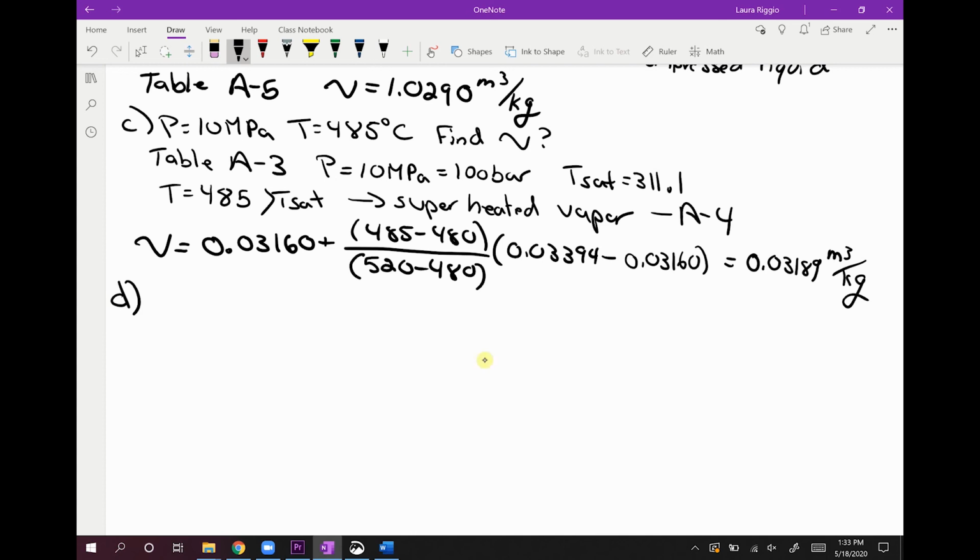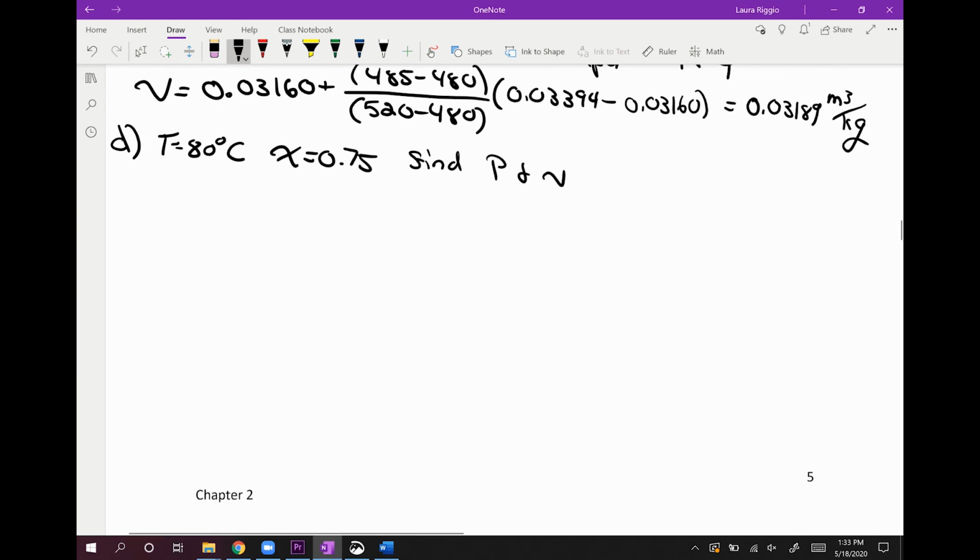The last case we're going to consider is I have a temperature equal to 80 degrees Celsius, and I'm given a quality of 0.75, and I need to find my pressure and specific volume. Well, it's a dead giveaway. If you are given the quality, that means you are a two-phase. The quality only exists within the two-phase liquid vapor dome. So if you have a quality, you are a two-phase.